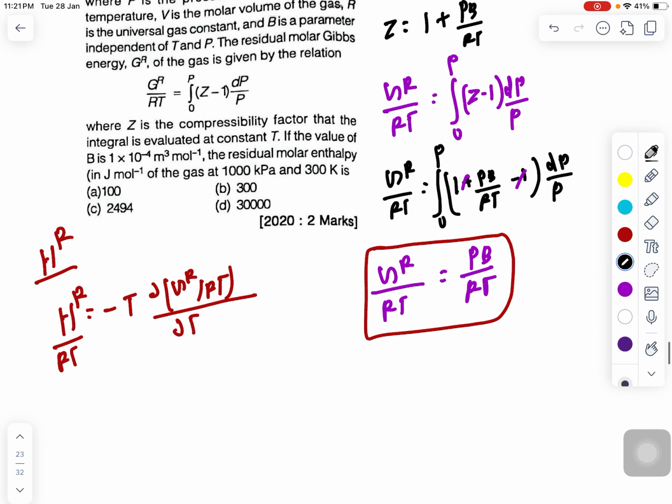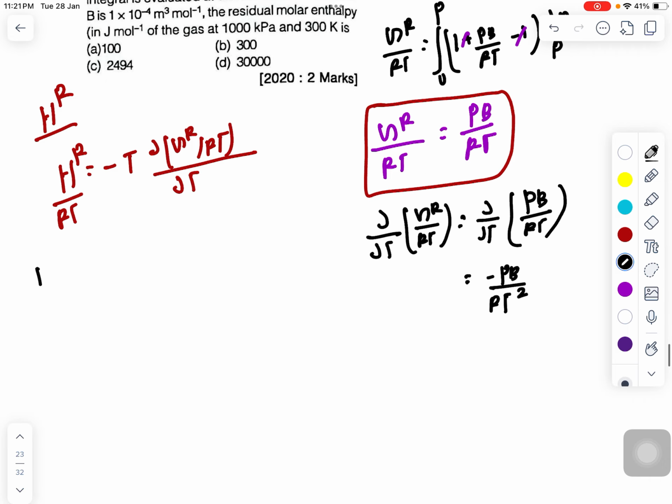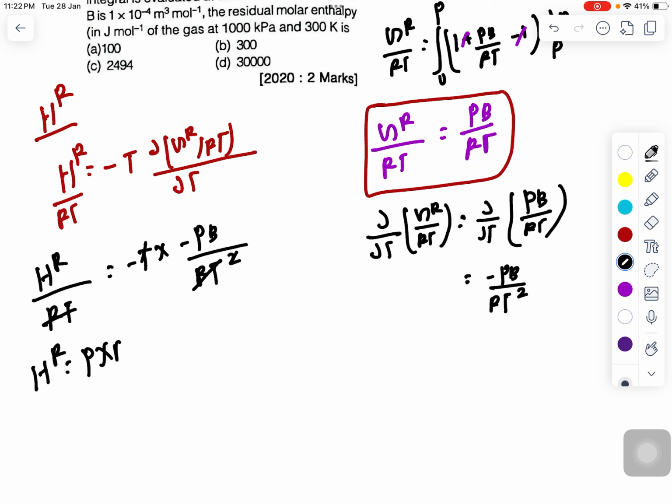So when I do the differentiation, del by del T of GR divided by RT is equal to del by del T of PB divided by RT. Is that clear? So that is equal to minus PB divided by RT square. So you can say that HR divided by RT can be written as minus T multiplied with minus PB divided by RT square. So T and T will get cancelled out and RT will get cancelled out. So finally HR will be equal to P multiplied with B.